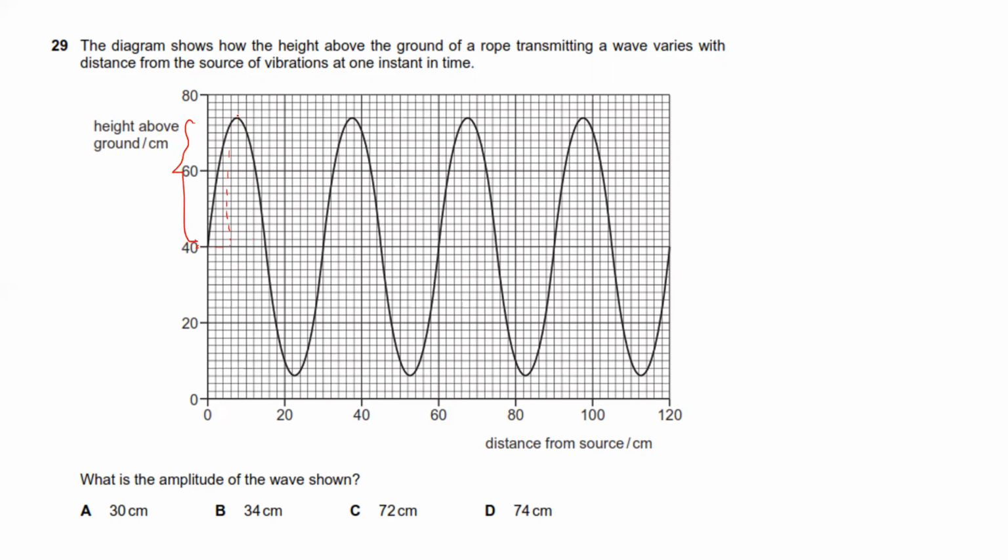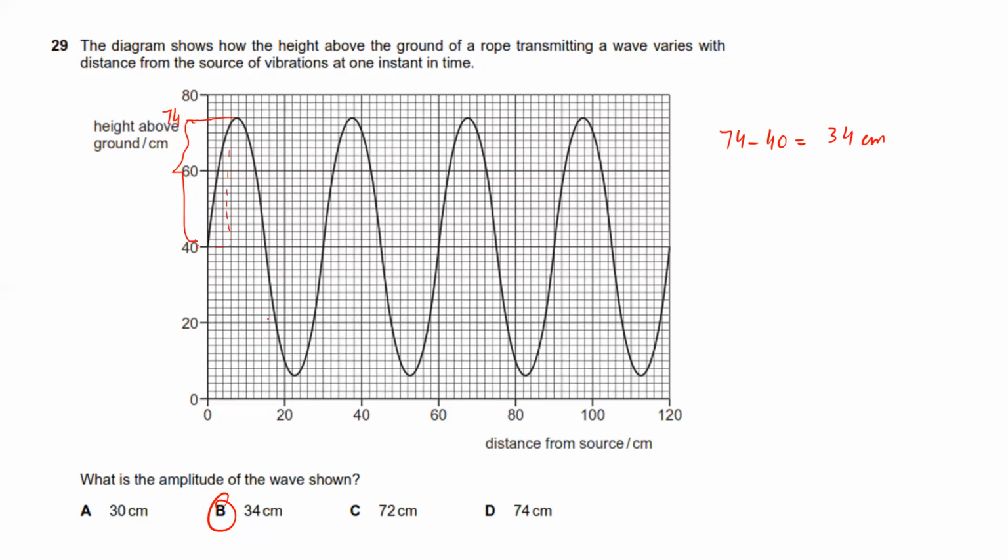So this is 40, and this is 1, 2, 4, 6, this is 74. So 74 minus 40 is 34 centimeters above the ground. So answer B is the right choice we have in this case.